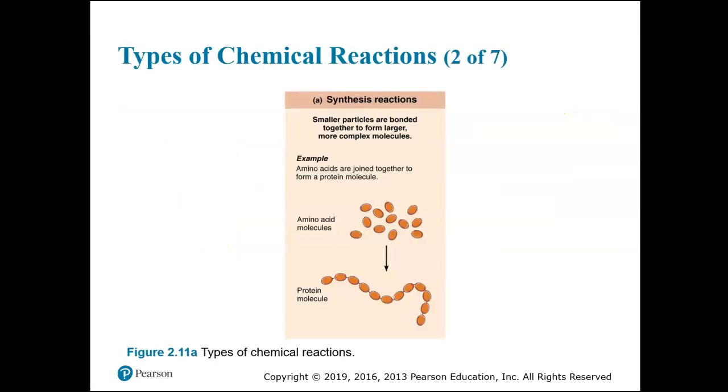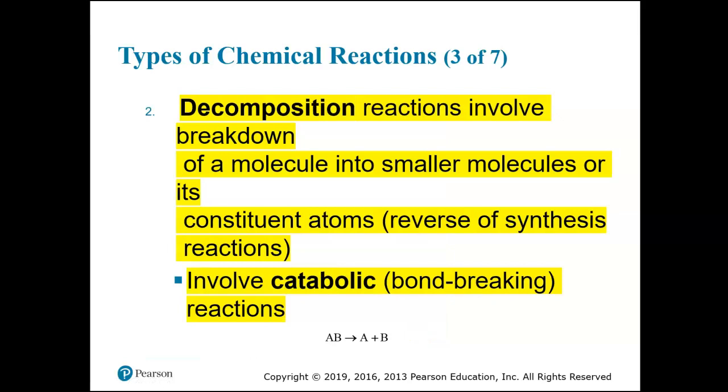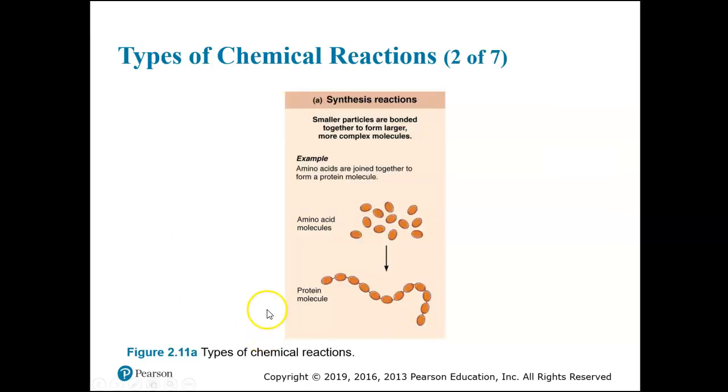And then for the types of chemical reactions, we have synthesis reactions, which are referred to as anabolism in the body. All of the synthesis reactions would be called anabolism. This synthesis reaction is representing amino acids, which are the building blocks of proteins. Amino acids being combined into a chain to form a polypeptide or a protein. That's an example of a synthesis reaction.